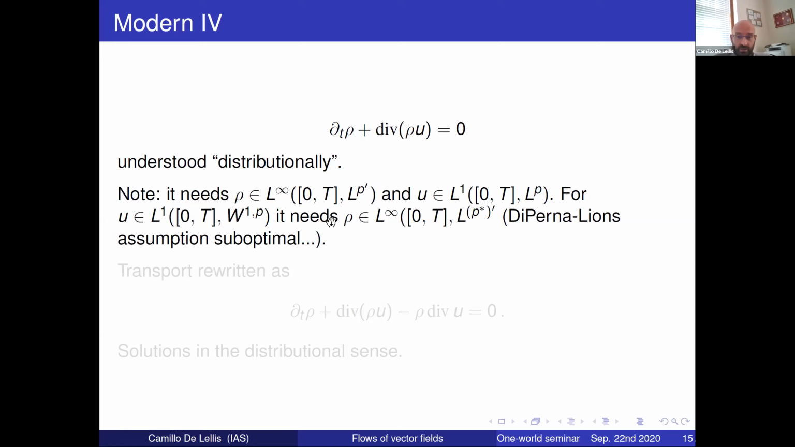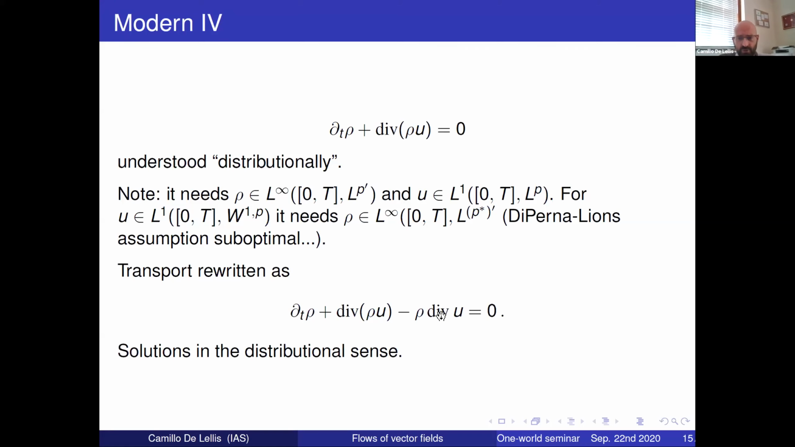Okay, so now the transport equation is not written initially in a form which allows you to multiply functions, because it's written like u times gradient of rho, but you can rewrite the transport equation in this way, so that even though rho is very irregular, all of these products here make sense, because the divergence of u is assumed to be anyway a summable function, actually a bounded function. Okay, and even in this case, I'm actually considering solutions in the distributional sense.